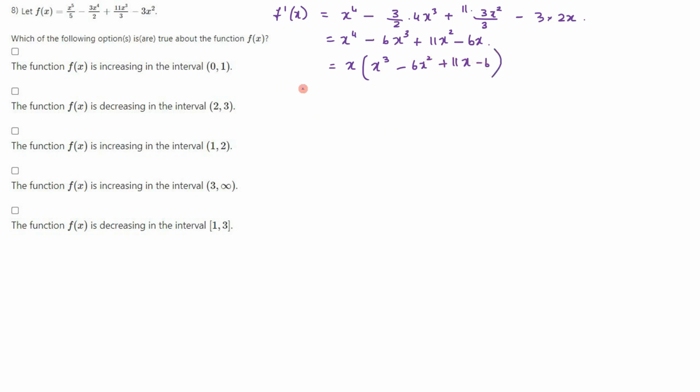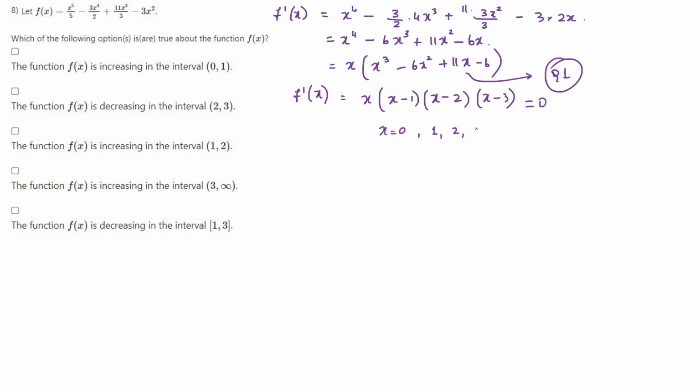Okay, so if we simplify this, we'll have x into x minus 1 into x minus 2 into x minus 3. The simplification is similar as in question 1. Let me check whether this is question 1 or not. Yeah, the simplification is similar as in question 1. Now if we equate this to 0, we'll have x equal to 0, 1, 2 and 3 as the critical points.